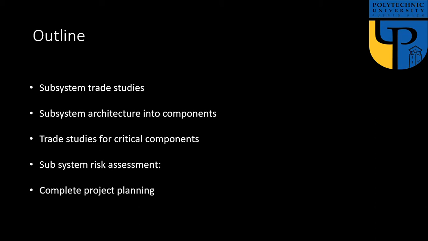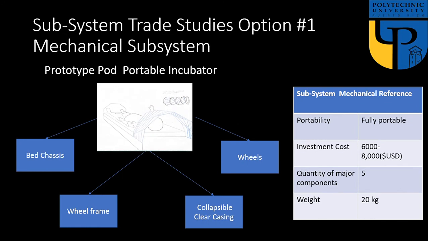First, we have the subsystem trade studies, the architecture into components, the trade studies for the three critical components, the subsystem risk assessment, and finally the complete project planning. First, the subsystem trade studies, the first option for the mechanical subsystem.